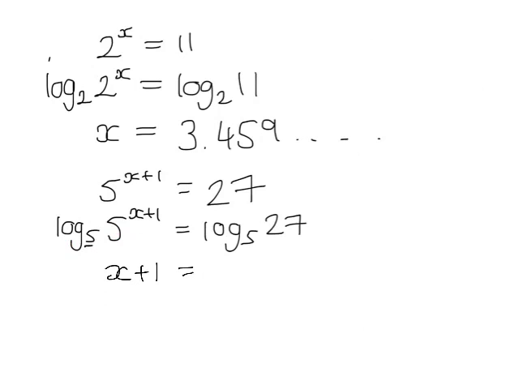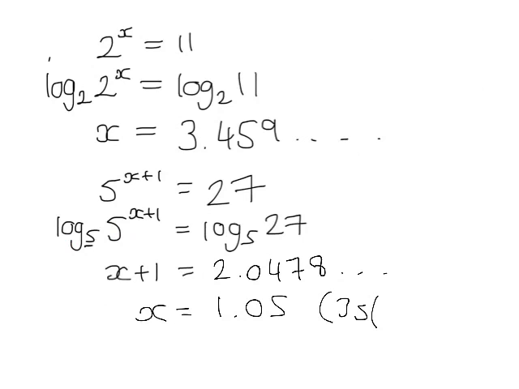And if we put log to the base 5 of 27 in our calculator, we get x plus 1 equals 2.0478, and if we take 1 away from both sides, we get x equals 1.05 to 3 significant figures.